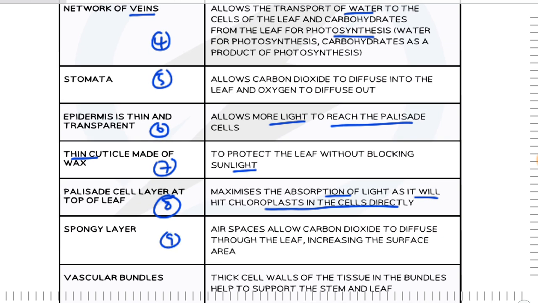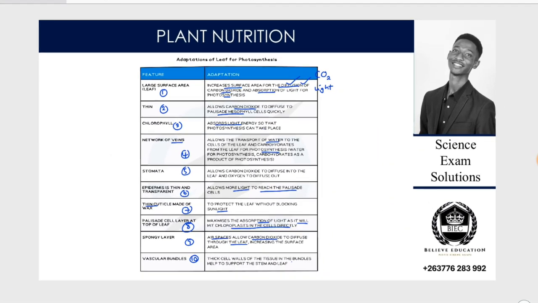And then we go to adaptation number 9, the sponge layer. The sponge layer now has air spaces, right? These air spaces allow carbon dioxide to diffuse through the leaf, increasing the surface area. Then lastly, we have number 10, adaptation, vascular bundles. The vascular bundles are thin, thick cell walls of the tissue in the bundles help to support the stem and the leaf. So when the stem and the leaf are supported, our photosynthesis goes on well, doesn't it?